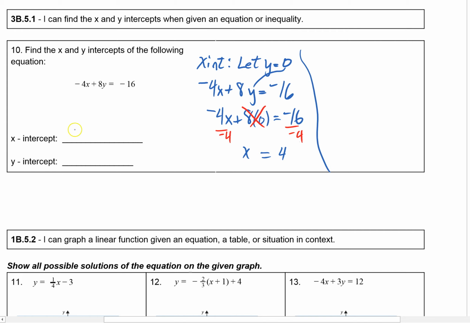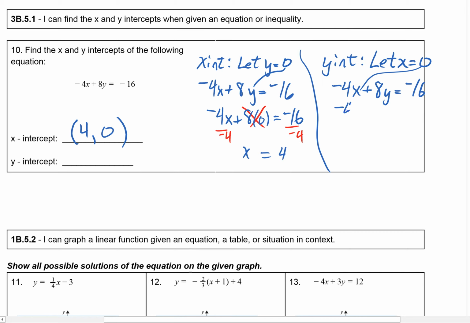So our x-intercept is a point. It's an x value of 4. It's a y value of 0. To get to our y-intercept, we always let the other variable equal 0. Let x equal 0. And we can do this pretty quickly, I hope.